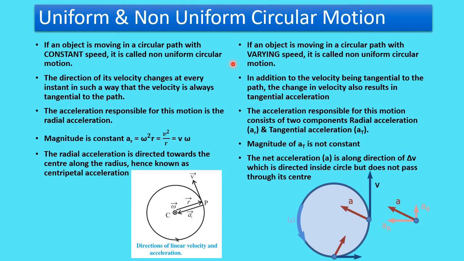So here the net acceleration responsible for the motion is because of radial as well as tangential acceleration. If you see this circle in circular motion but the speed is changing, since speed is changing, it is having tangential acceleration along with the velocity in the same direction. At the same time, it is having centripetal acceleration, but this centripetal acceleration is not pointing toward the center, it is somewhere in between. This is the total net acceleration, which is getting resolved in two components, radial acceleration and tangential acceleration.